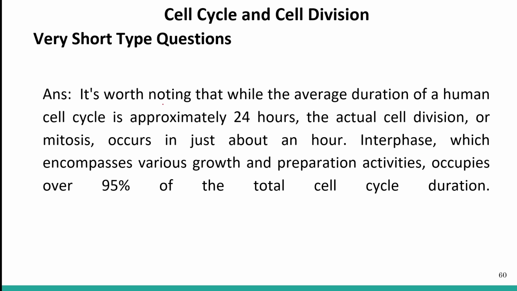Now it is worth noting that the average cell cycle duration of humans is approximately 24 hours. The actual cell division, or you can say mitosis, occurs in just about 1 hour. The cells spend most of the time during the interphase, during which various growth activities take place. There is a lot of preparation going on, and the interphase comprises about 95% of the total cell cycle duration.